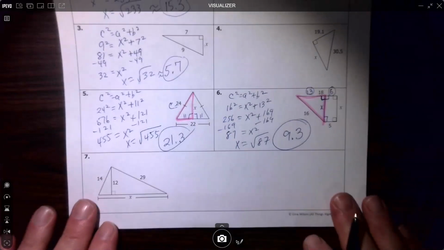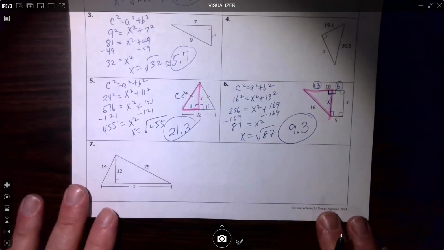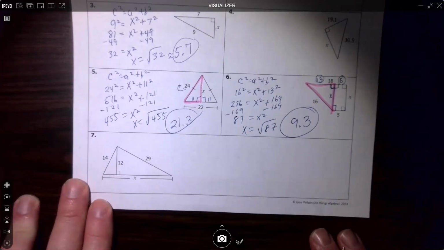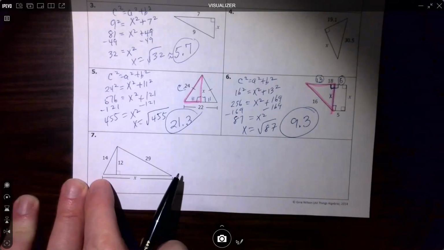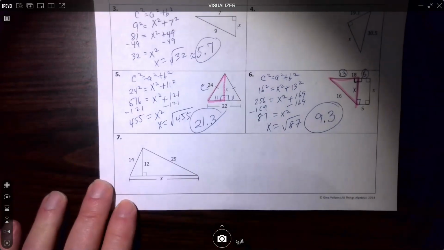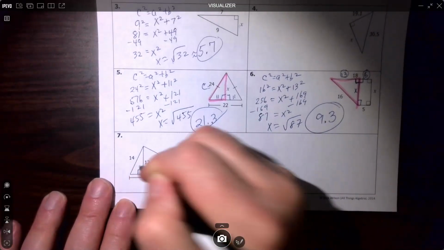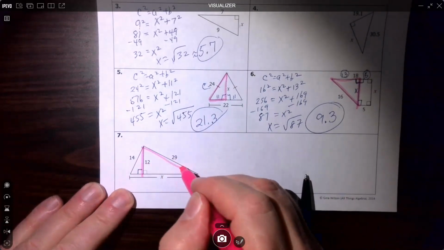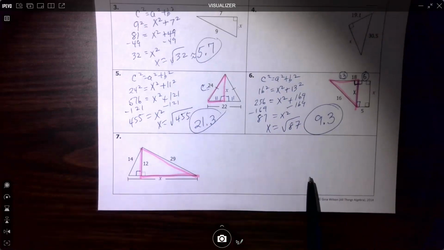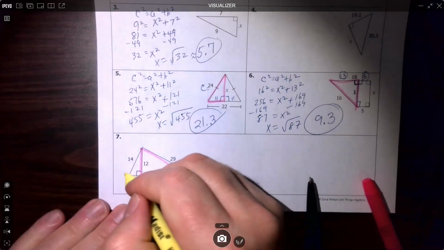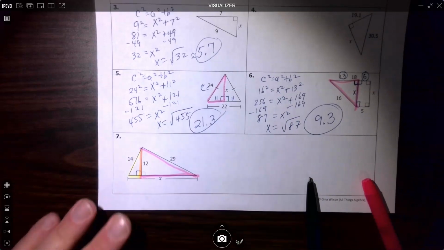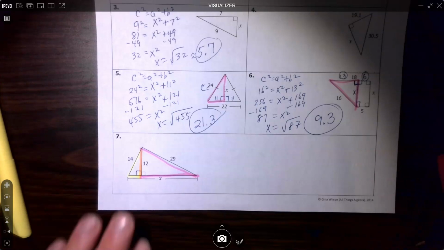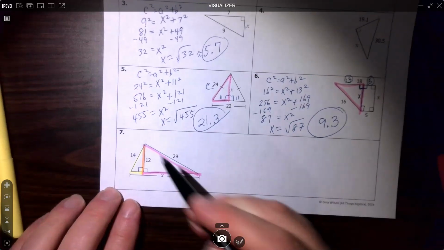All right, number 7 is a little tricky. In number 7, you have two right triangles, and you're going to need them both because you're going to make it all the way across here. We're going to do the pink triangle here, and then when we get done, we're going to do this yellow triangle here. So we're going to use that 12 twice, once for the pink and once for the yellow.